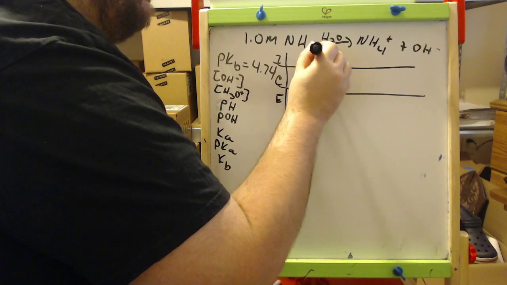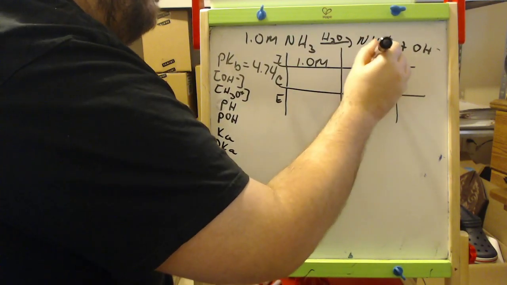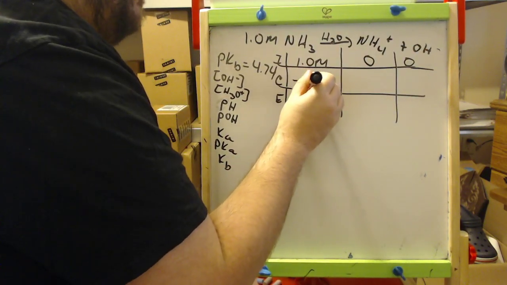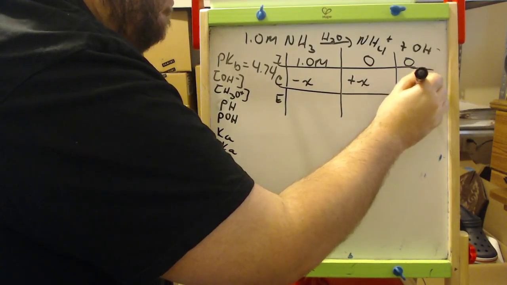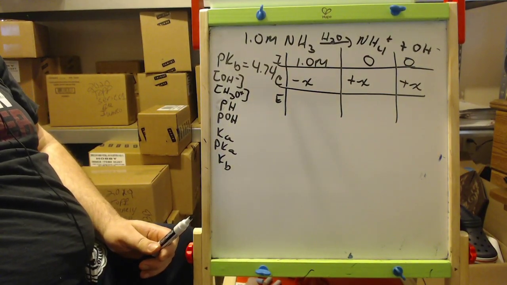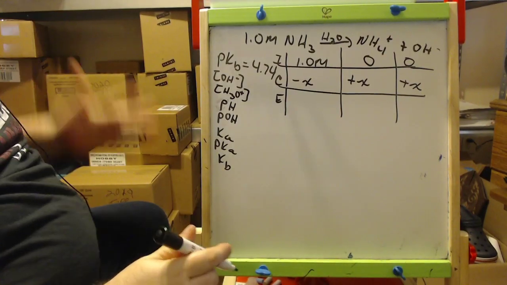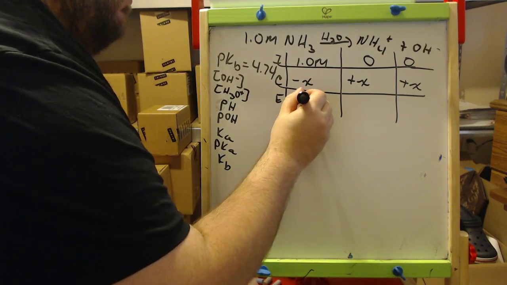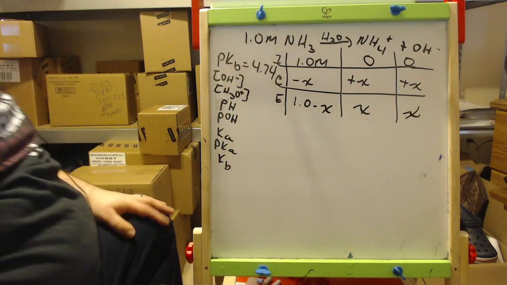My initial concentration of ammonia is 1.0 molar. I have no ammonium. I have no hydroxide to start. My change, this is going to go down by some value x. This is going to go up by some value x. This is going to go up by some value x. At equilibrium, one minus x, x, x.